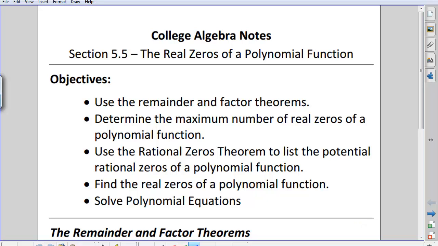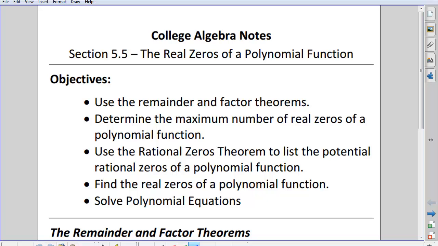Section 5.5 is titled The Real Zeros of a Polynomial Function, and sections 5.5 and 5.6 are both closely related to each other, so you'll notice they'll tie in a few of the concepts that we've already discussed in this chapter with regard to polynomial functions. Specifically talking about the zeros of a polynomial function.